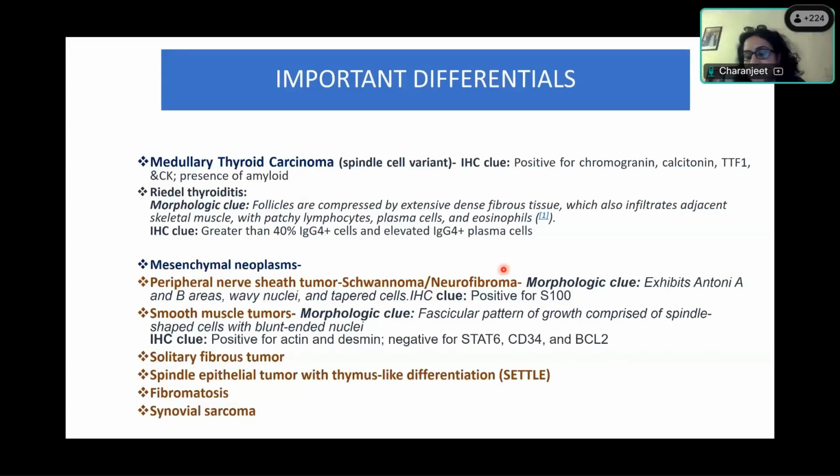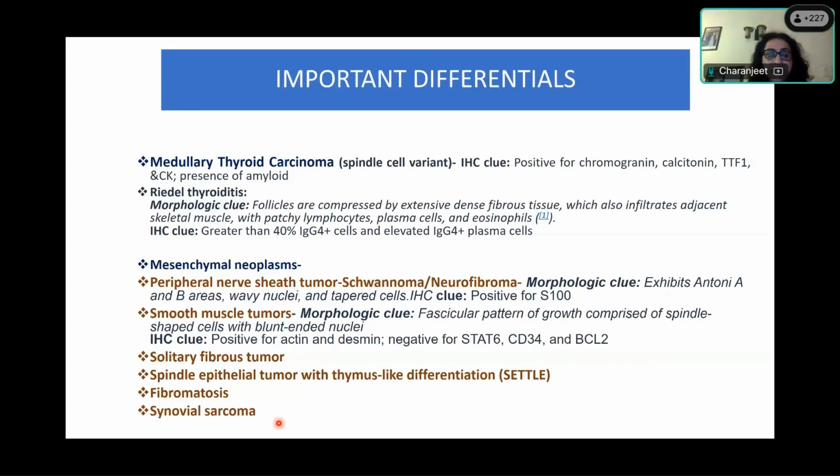Here, to rule these tumors out, you would do an S100. These tumors are going to be S100 positive. Then smooth muscle tumors, you will have a fascicular pattern, spindle-shaped cells with blunt-ended nuclei. Here they will be positive for smooth muscle actin and desmin. Then we have patternless and staghorn or ectatic vessels. That is a feature of solitary fibrous tumor. Then others are fibromatosis and monophasic synovial sarcoma. These are the IHCs that we have.